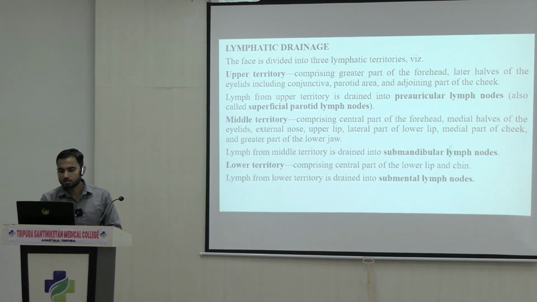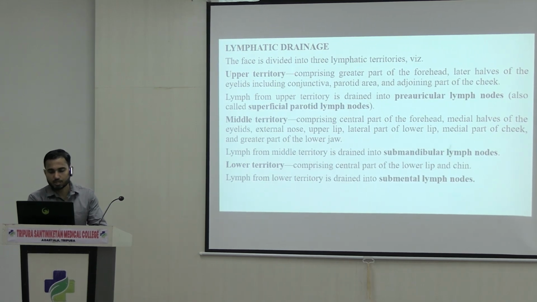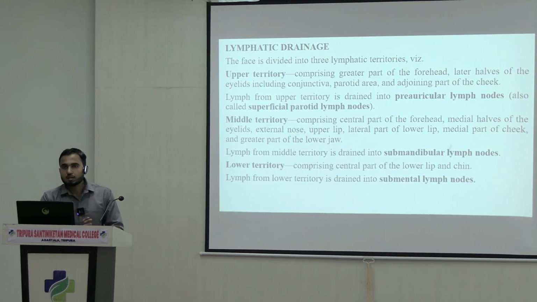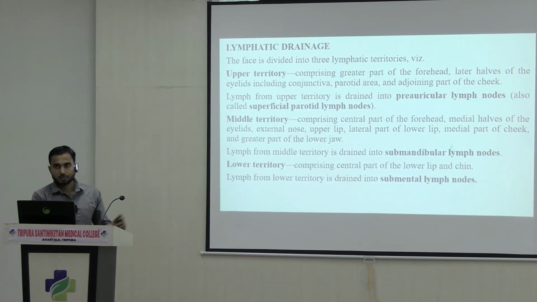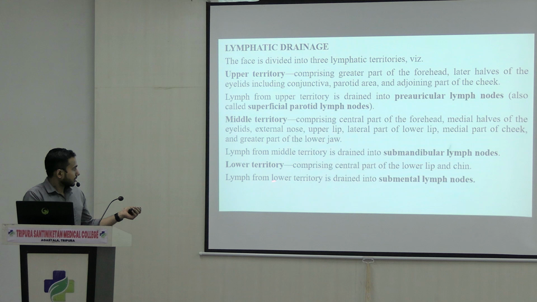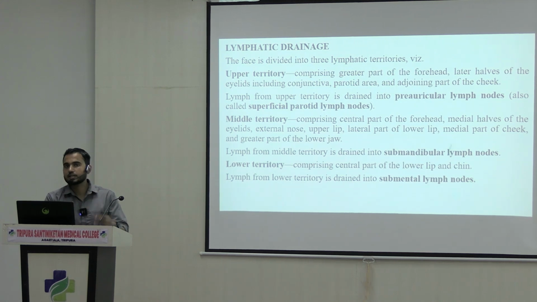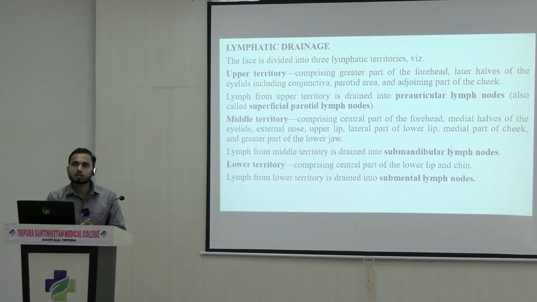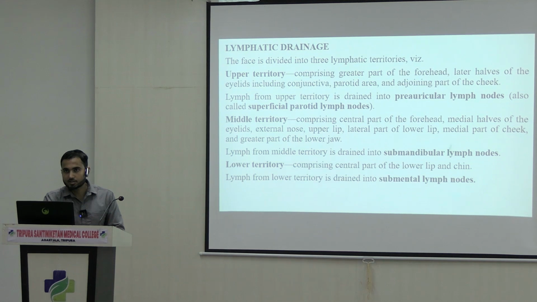Next, the middle territory. Okay, the middle territory consists of the central part of the forehead, medial half of the eyelid, external nose, upper lip, lateral part of the lower lip, and medial part of the cheek, and the greater part of both the jaws. So this is the middle territory. Now the middle territory is drained by the submandibular lymph nodes. Next is the lower territory. The lower territory includes the lower lip and chin. Now this is drained by the submental lymph nodes. So these are the three groups of lymph nodes draining the three territories of the face. Okay. Now the question is, once they are draining the lymph from the three territories of the face, after that where will it go?